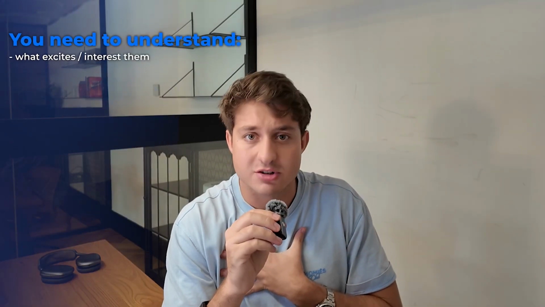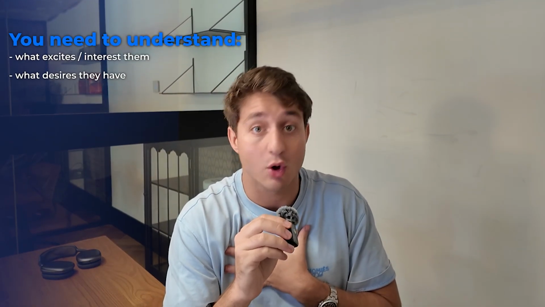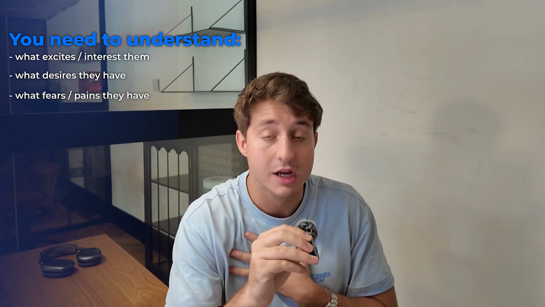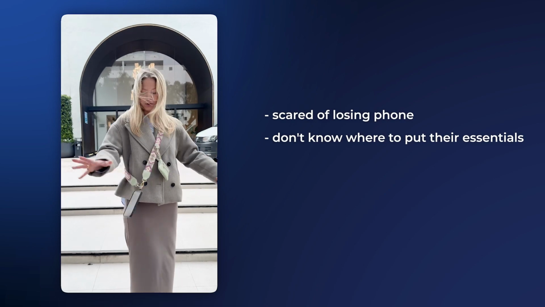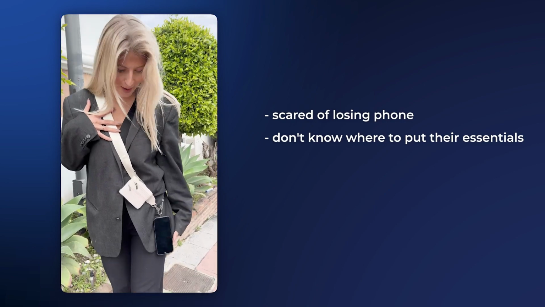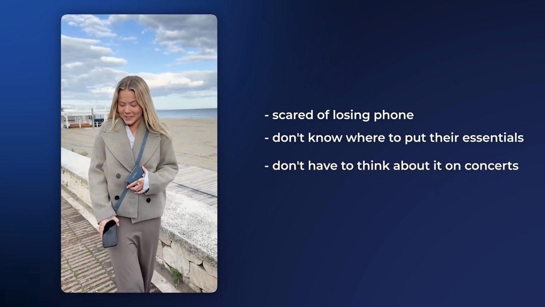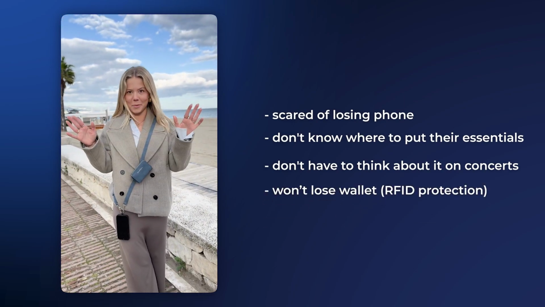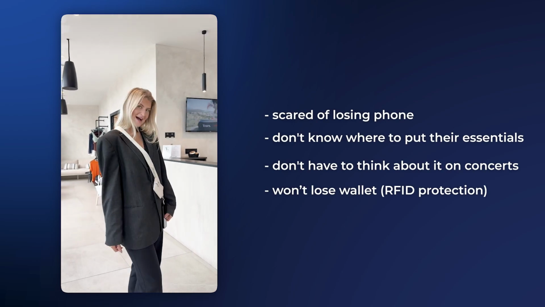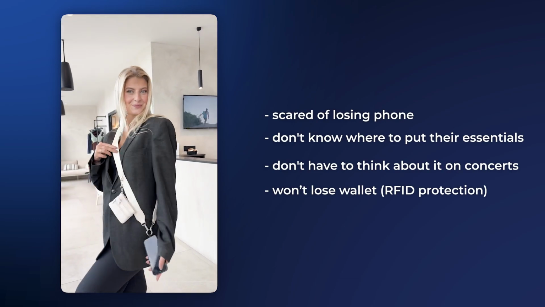If you're doing research on your customer avatar, you want to understand what excites them, interests them, what desires they have, also what fears and pains they have. So for example, for women wearing that crossbody strap, that might be that they're scared of losing their phone, they don't know where to put their essentials, they are very busy on the go, they need something that they don't have to think about. If they are out at concerts, they don't want to lose their wallets. It's very important that it's RFID protected, so people can't just steal their credit card information through it.